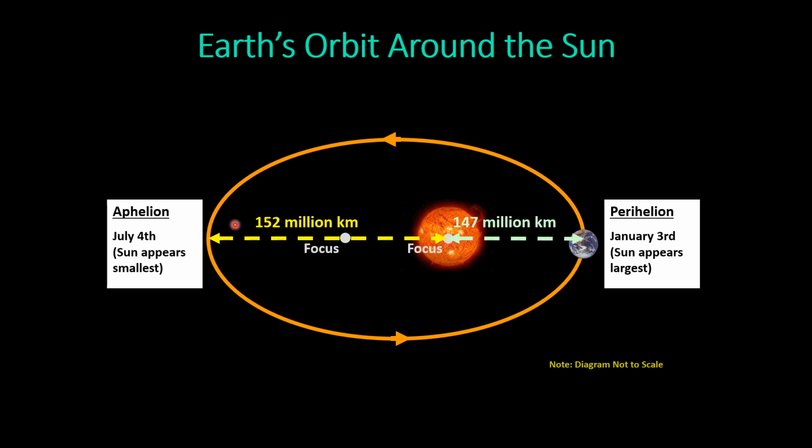So again, aphelion is when we're farthest away. If it starts with A, it's away. Perihelion is when we're closer. And we're closer in winter, farther away in summer in the northern hemisphere, which is opposite what you would actually think.